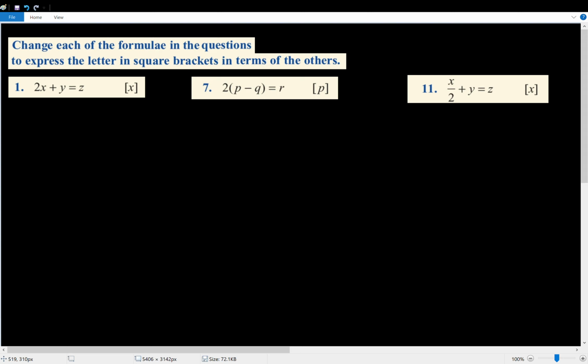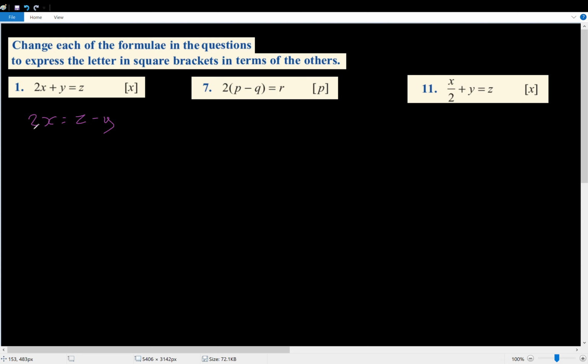And we're basically just applying each of the algebra rules that we would normally have used to solve an equation out. I'll start with question 1. So we need to get x on its own, and we're starting off with 2x plus y equals z. The first thing we're going to do is move this plus y over to the other side of the equation. So we're going to end up with 2x is equal to z minus y, like that.